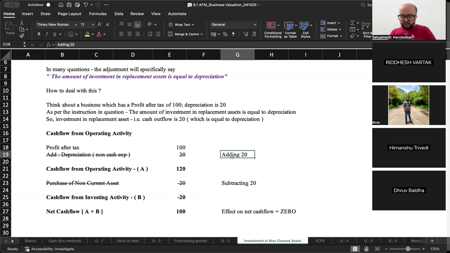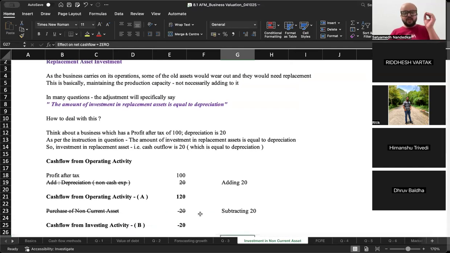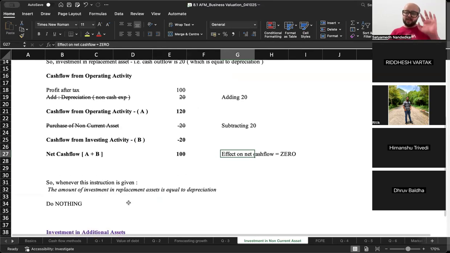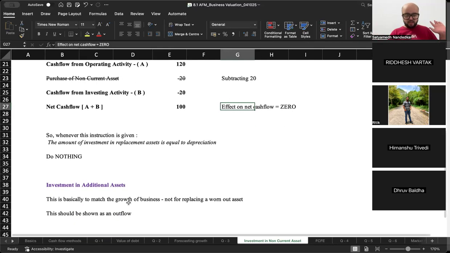See, here you are adding 20, and because the purchase of non-current asset is equal to the amount of depreciation, the number that you are subtracting is also 20. So plus 20 minus 20, effect on net cash flow is 0. So whenever the question contains this instruction, amount of investment in replacement assets is equal to depreciation, do nothing. Neither add back nor subtract, because unnecessarily, you will keep on increasing the steps that you are encountering. Okay. So neither add nor subtract, your final position remains unchanged.